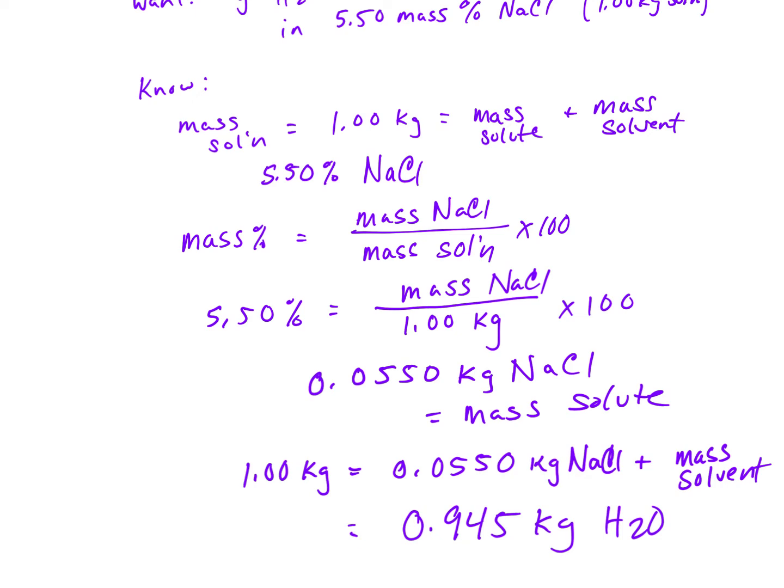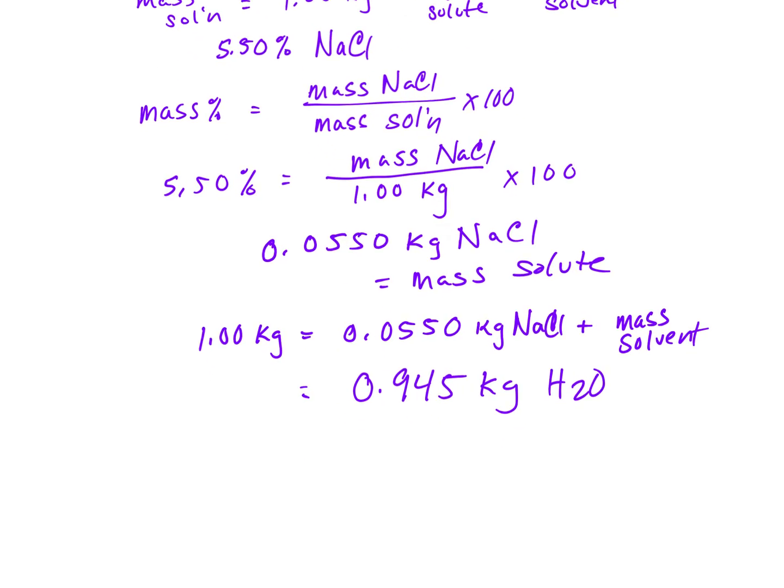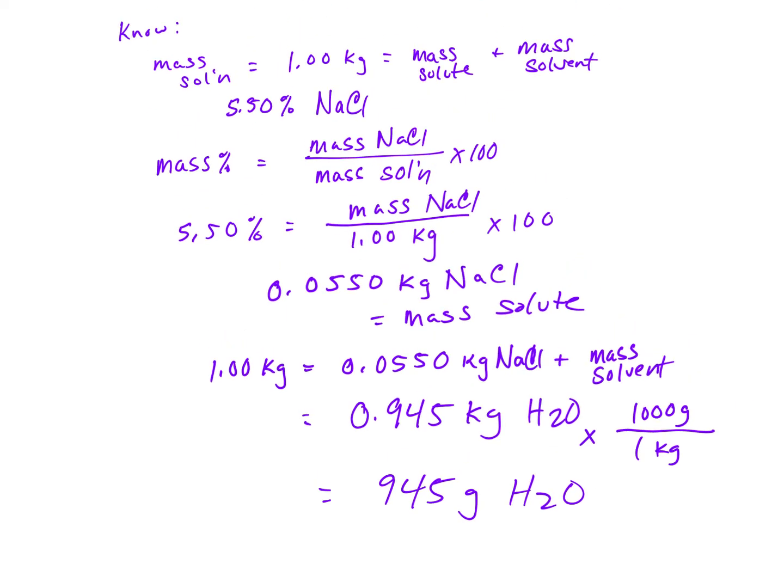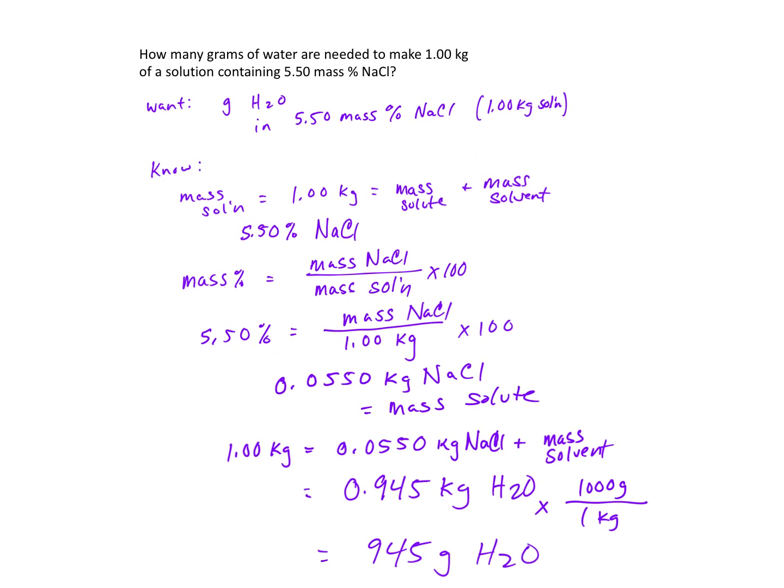The conversion from kilograms to grams, and this one I want you to become familiar with, so it's more automatic. So 1 kilogram is 1,000 grams, and so this is 945 grams of water. Questions on that?